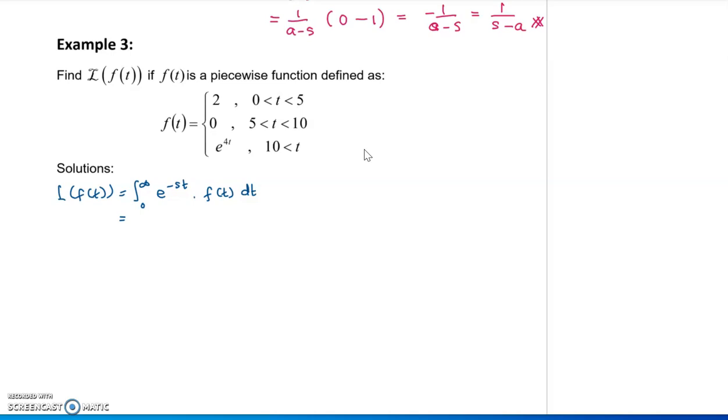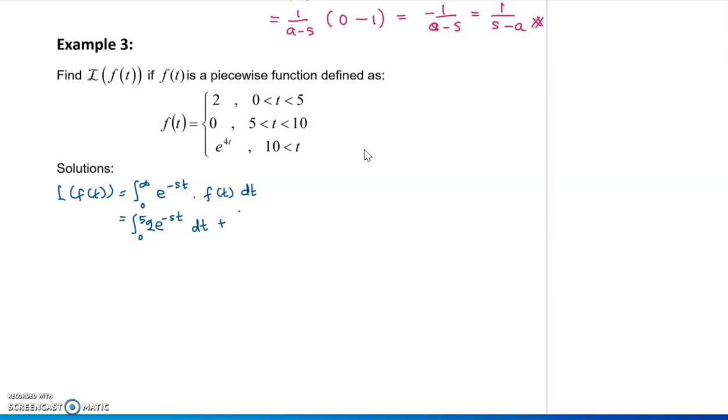So look at the first interval. We have 0 to 5. t is from 0 to 5. By the definition, we need to have e^(-st) times f(t). So for this interval 0 to 5, our f(t) is 2. So I can write 2 to be somewhere here. So we have 2 e^(-st) dt.